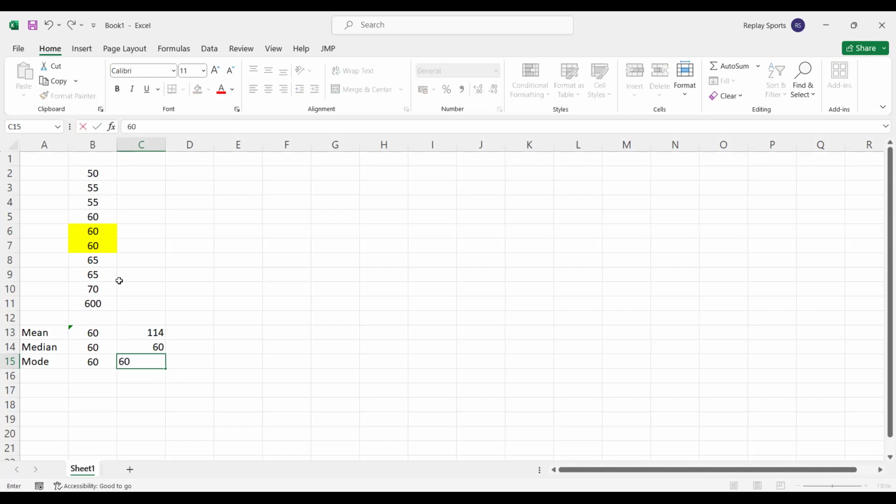Now you see here. When you have an outlier, mode had no impact. Absolutely no impact. So when you have an outlier in your data set, mode is not going to change at all. Mode is unaffected by outliers.